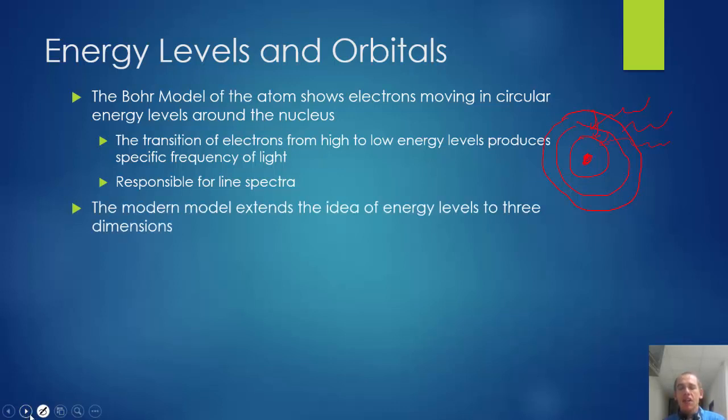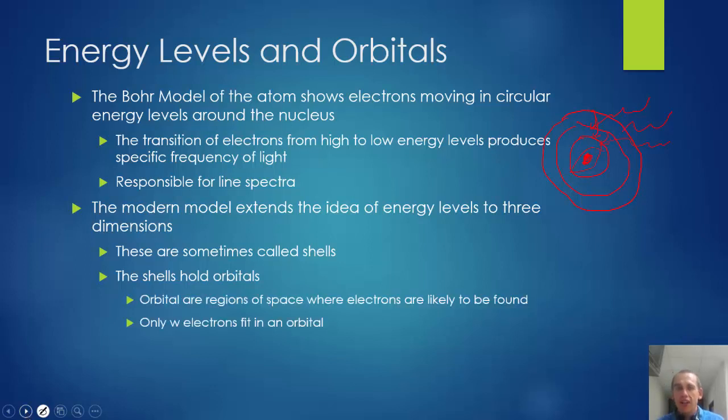And that's because electrons move in 3 dimensions. They're not contained in circular paths. And within those paths, they actually have regions of space where they're likely to be found. So we have to take these circular orbits and extend them into 3 dimensions, which we call shells. And we have to divide those shells up into regions of space, which we call orbitals. Now, orbitals are regions of space where electrons are likely to be found.